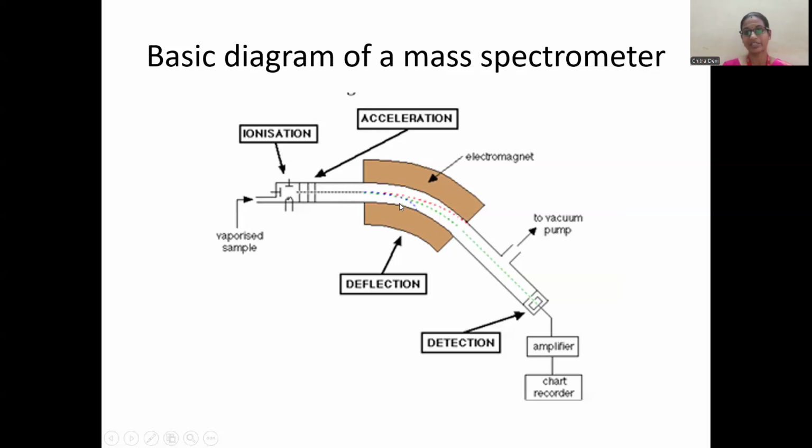According to the mass to charge ratio, the ions reach the detector at different time intervals and the profile is made. The amplifier amplifies the signal, and then we can analyze which compound it is. Now I will show one video.